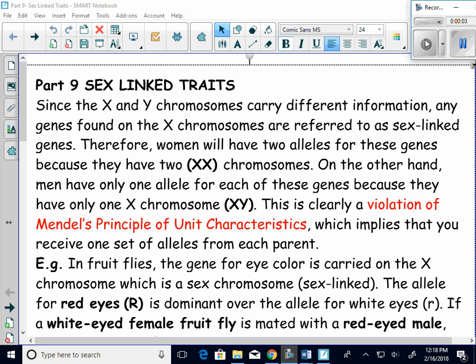Today we're going to talk about part 9 of our genetics packet, and part 9 is dealing with sex-linked traits. Our objectives are: number 1, to be able to tell me what a sex-linked trait is. Number 2, you should be able to perform a Punnett square to work a sex-linked trait problem. And finally, you should be able to work these Punnett squares backwards to be able to tell me the possible parents that would result in one of these sex-linked traits.